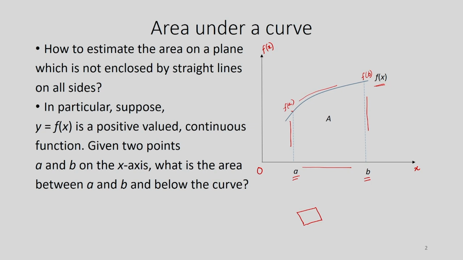The only thing we need is that this curve y = f(x) is positive valued. We are on the first quadrant, so f(x) is positive valued. It is a continuous function, otherwise there will be gaps and there will not be a continuous line enclosing an area. There will be no enclosure if you do not have a continuous line.